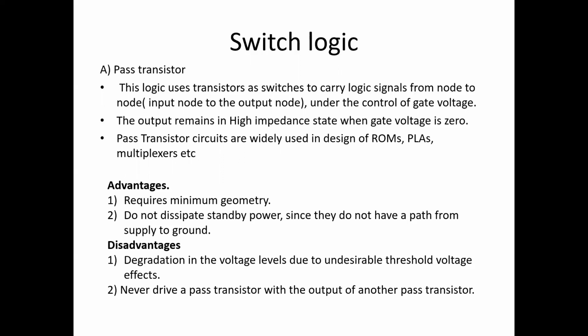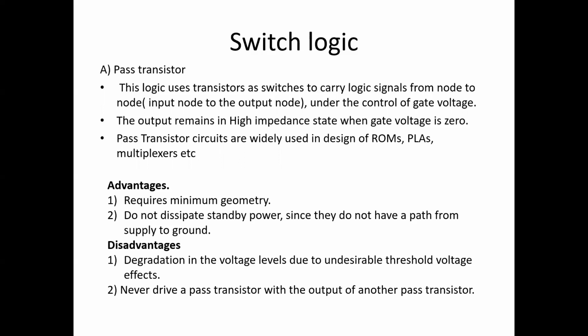And the switch or this transistor will be in a high impedance state when the gate voltage, the control signal, is 0. And pass transistors are widely used in ROMs, PLAs and multiplexers. The advantage here is that the area required will be less, and it doesn't dissipate standby power. Whereas it has a major disadvantage that the voltage levels will degrade along with the threshold voltage. The output voltage will not be what you apply. It will get degraded depending on the threshold voltage.